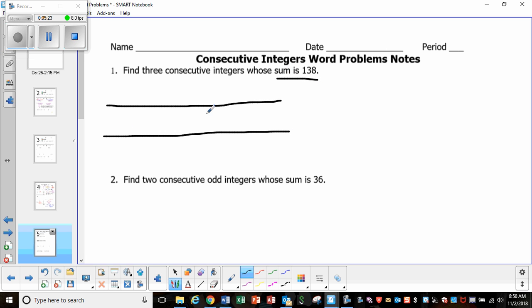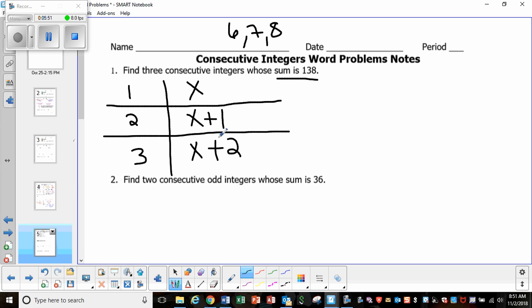Notice how I don't have a chart, so I'm going to make my own. So I've got number 1, number 2, and number 3. So if I had 3 numbers, guys, that would be something like 6, 7, and 8. So let's think algebraically. 6 would be the first number, x. To get to 7, if x is 6, I'd have to add 1. Do you agree? And to get to 8, if x is 6, I'd have to add what? 2. So I've got 3 consecutive numbers, and I know that their sum is 138. So I know that that's my equals, because it says is.